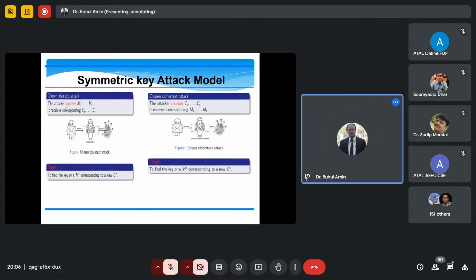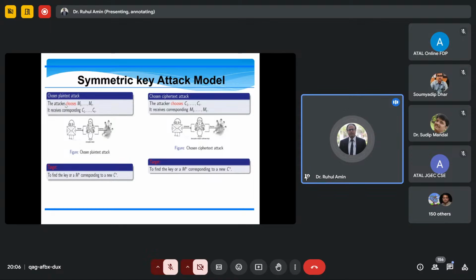Now the chosen plain text attack. Here also, the attacker will choose some plain text, M1, and give it to the encryption oracle. Encryption oracle means you can consider it an algorithm only. From that, it will get the ciphertext. So from here also, the target is to find the key. In case of chosen ciphertext also, the main target is to find the key.